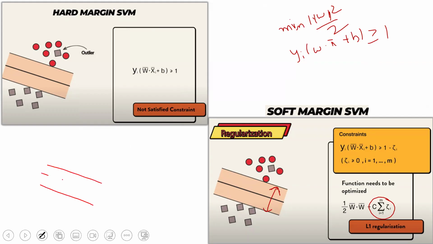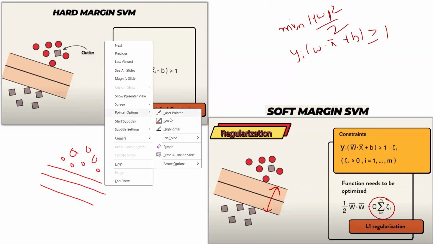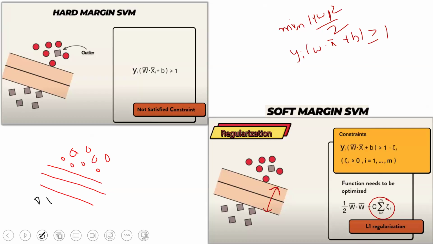So if you take the same example, if all the circles are on this side, and all the squares are on this side, what is the slack for this case? Slack is 0 for this case, because for every point slack is equal to 0, because they're on the right side.